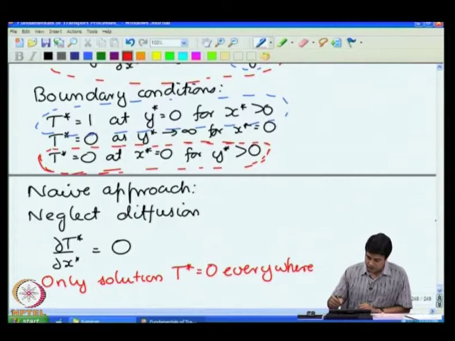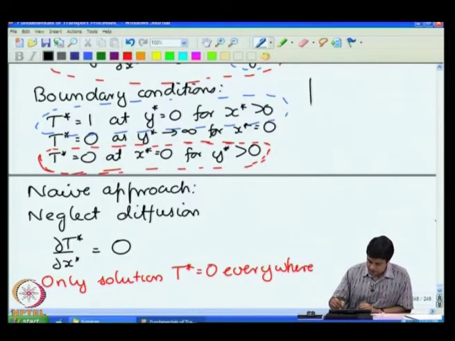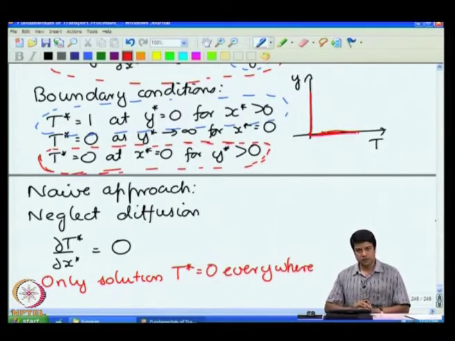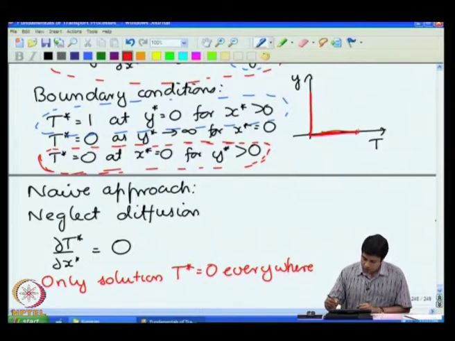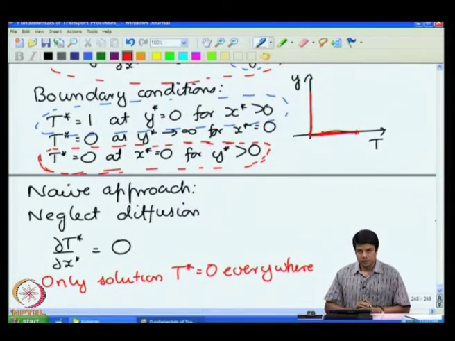So, if I plotted the temperature field as a function of y, at the surface itself the temperature has to be 1, but everywhere above it has to be equal to 0. That is what the convection diffusion equation is saying without the diffusion terms. However, a profile like this is a step profile. If you have a step profile, the derivative of a step function is a delta function which goes to infinity. So, if I have a step profile, the derivative is actually very large.